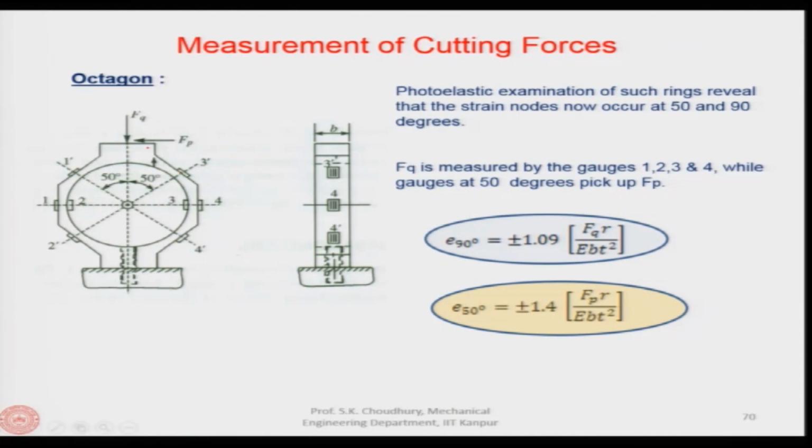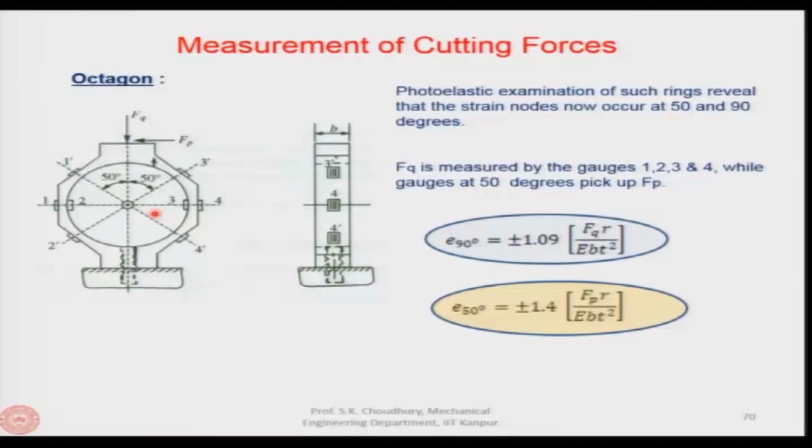And here is another view of the ring type dynamometer from the side. The photoelastic examination of such rings reveals that the strain nodes now occur at 50 and 90 degrees. If you remember, in the ring type structure it was 39.6 degrees. These nodes are found from the photoelastic examination, and I once again repeat, the photoelastic examination of such octagon structures revealed that the nodes are at 50 degrees and at 90 degrees.